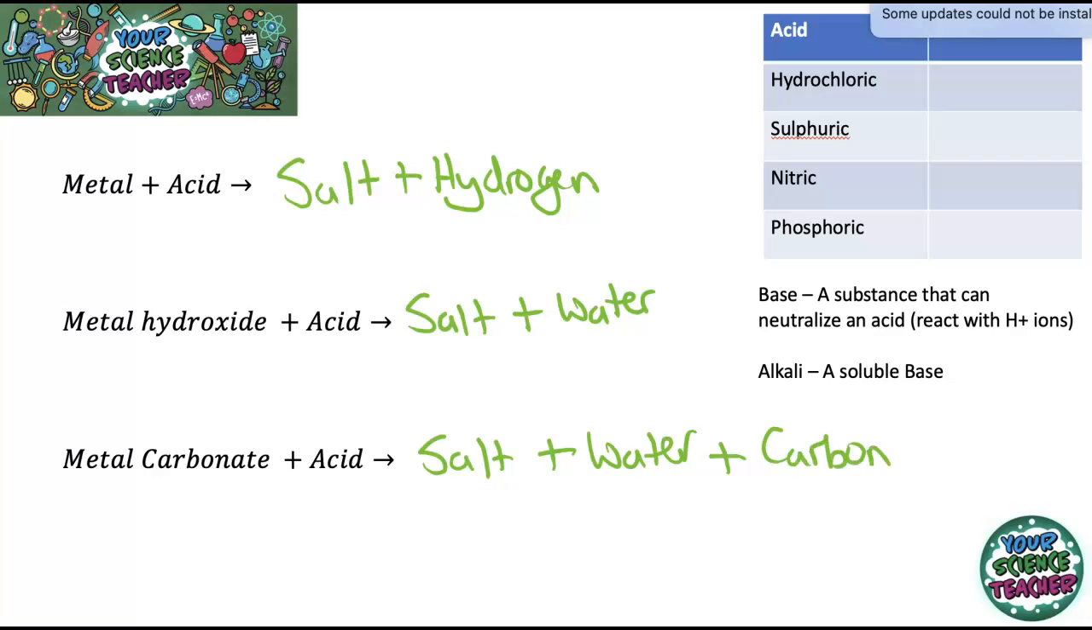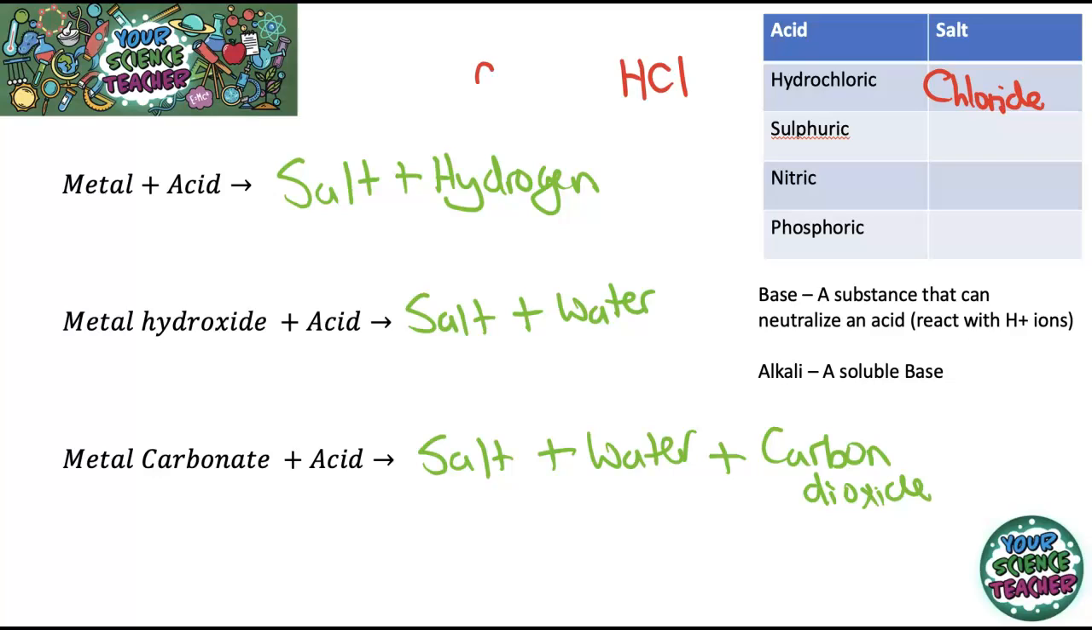But how do I name these salts? Well, it depends what acid I use in my reaction. Depending on the acid depends on the salt that you will make. So let's have a look at some of the names of these salts that I'll make. If I use hydrochloric acid, I will make myself a chloride salt. Hydrochloric acid is HCl, and the salt ion for chloride is Cl1-.